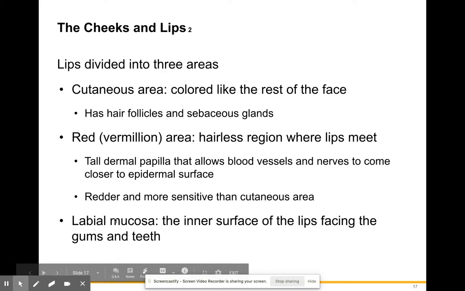And then you have the labial mucosa. This is the inner surface of the lips. This is the part of the lips that face the teeth and face your gums. And actually, they touch your teeth and touch your gums as well.